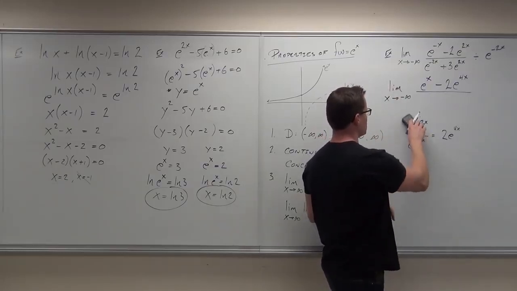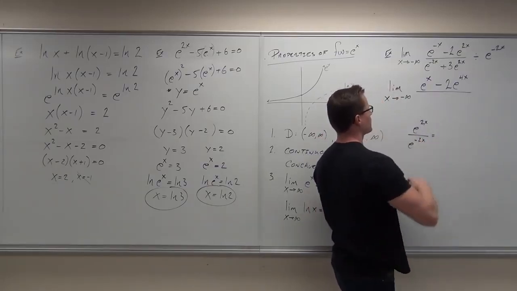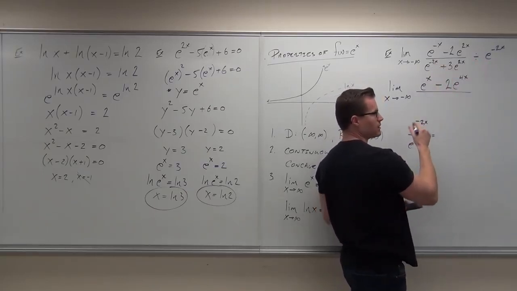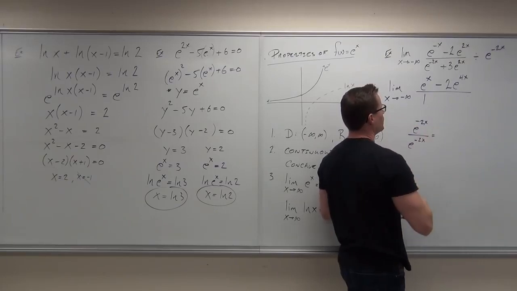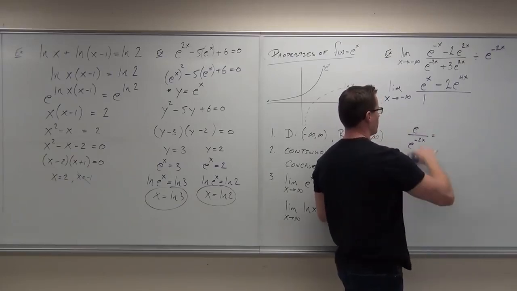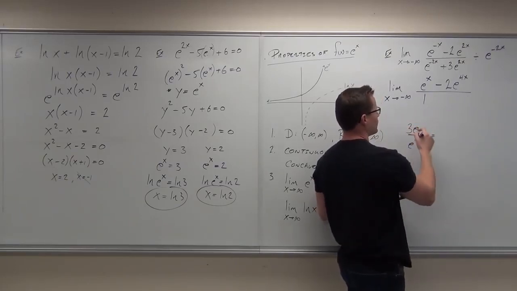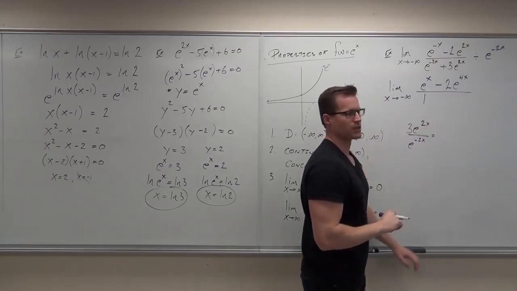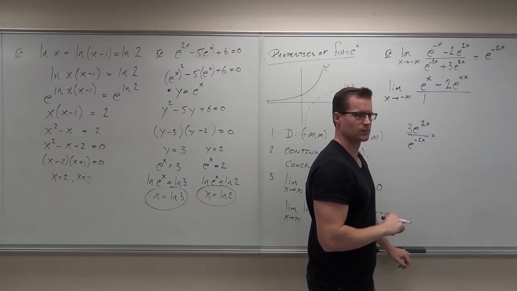Now, this one should be easy. What happens when you take something and you divide it by itself? How much is that? I love that one. This is 1. And lastly, if we have 3e to the 2x, what's that going to give us? E to the 4x.